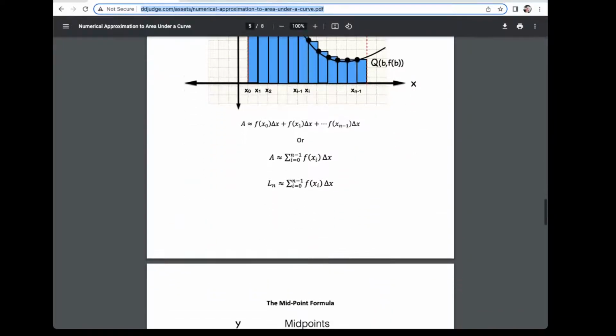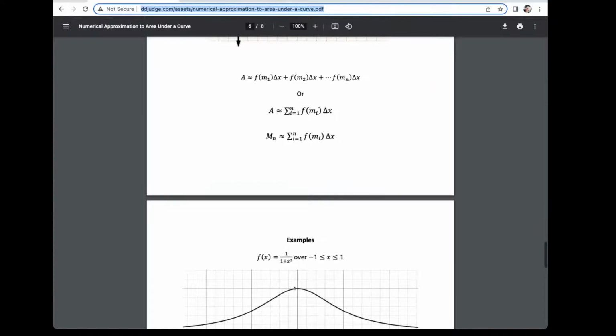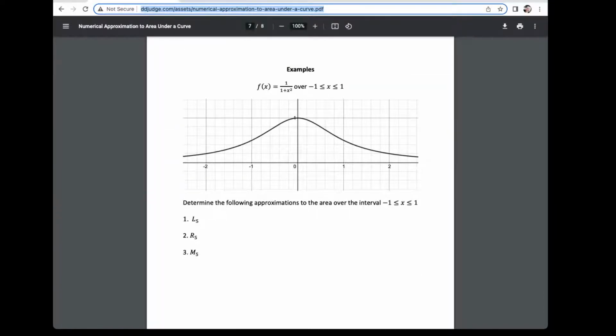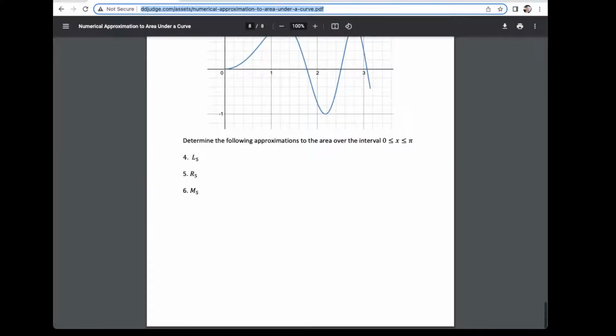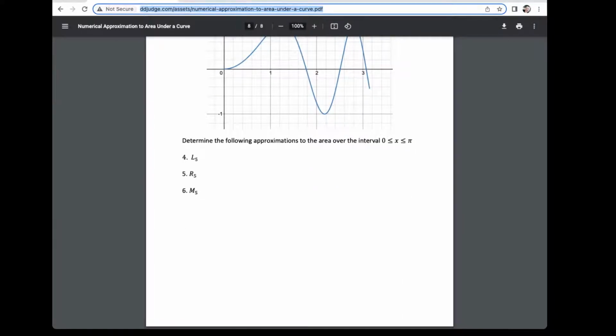Left endpoint, right endpoint, midpoint rule, and then some examples. You know, some of these examples we did in Calculus 1. Pretty good, right? You guys remember that? I know I do.